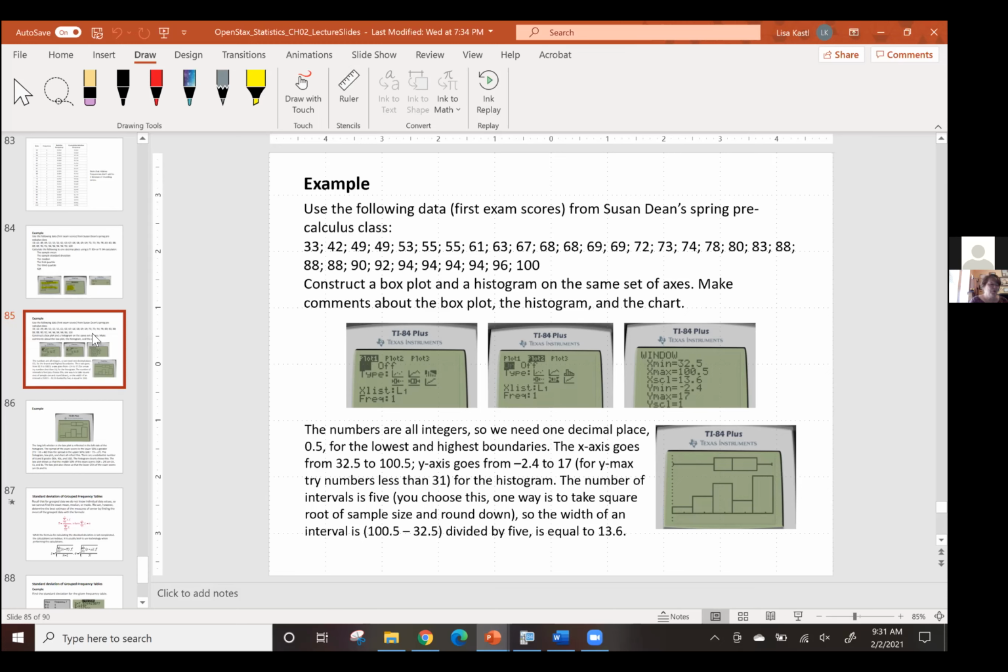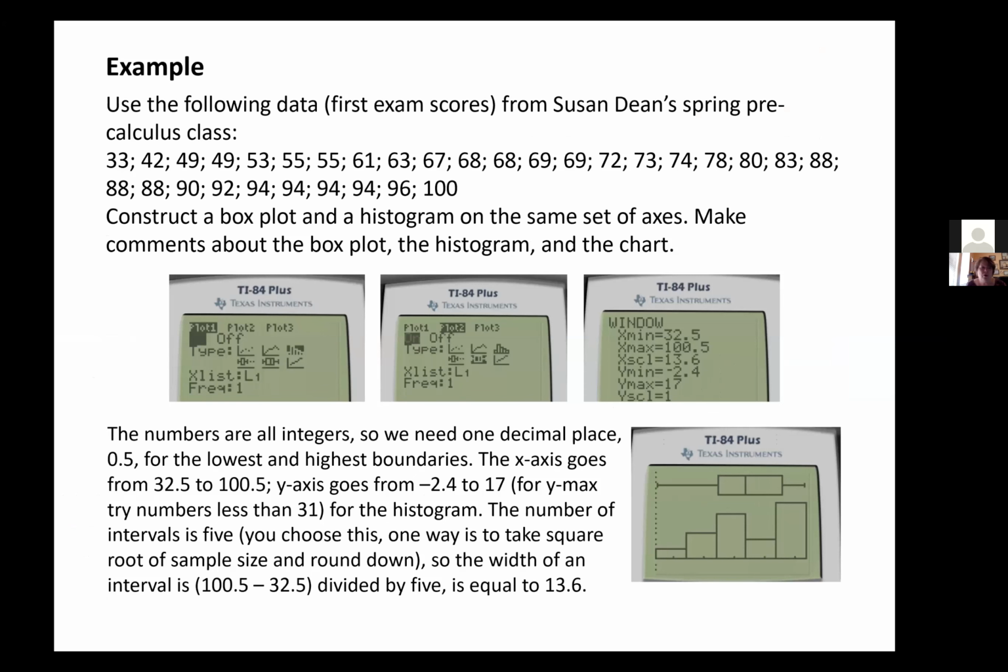So anyway, I did want to look at this example because I think I did a poor job last week on this example. All right, so this is the example of the 31 scores from a spring pre-calculus class. And we want to take these 31 scores and calculate the measures of the center of our data. So we want to calculate the mean, the median, but we also want to look at the standard deviation.